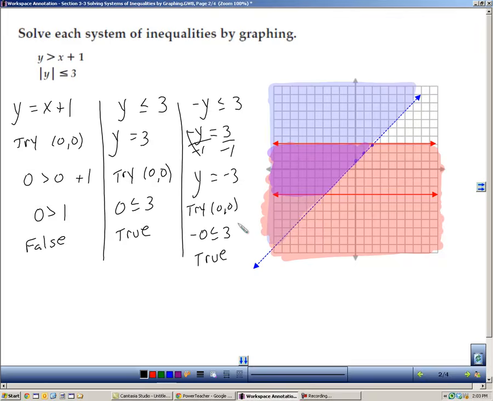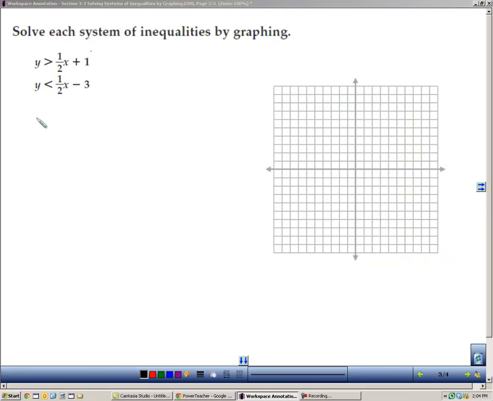For our next example, I would suggest you pause it, try it for yourself, and then come back and see what the answer is.